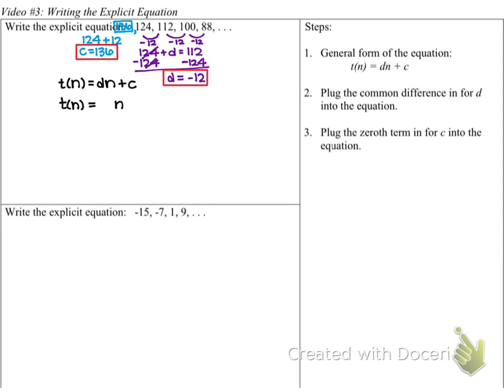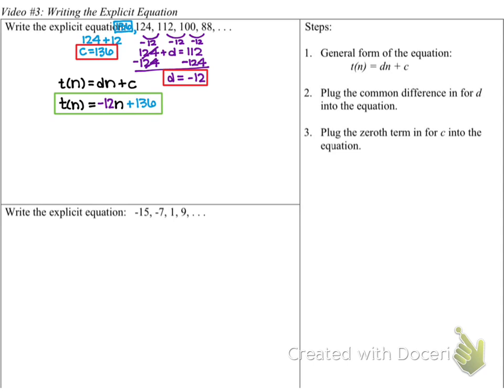So the common difference is negative 12. So put that in the location where the d is in the equation. And then the 0th term is a positive number. So make sure we put a positive sign, 136. So this, boxed in green, is our explicit equation. All right, let's take a look at the next one.